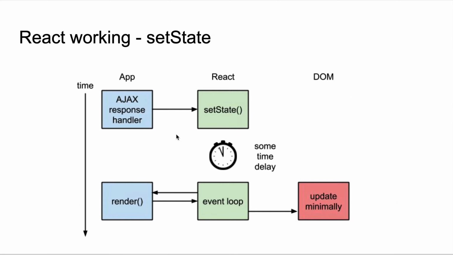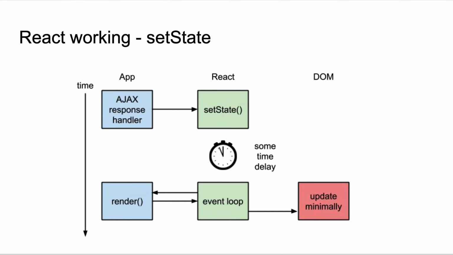And this diagram explains how set state works. Basically, when you call set state, after some time delay, whenever the event loop is free, you do the rendering and call render. So it groups all the changes via the event loop, batches them, and then via the event loop calls render. And after the render, it does the minimal changes that are required to the actual DOM.